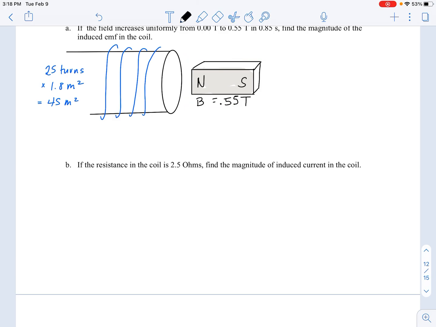So we've got the total area computed here. We've got the B field, 0.55 Tesla. And the change in magnetic field is going to be the final value minus the initial value. We start with an initial magnetic field of 0, and then we put the magnet in and increase the magnetic field. So the change is going to be 0.55 Tesla. And the change in time, this happens over time. The change in time is 0.85 seconds.